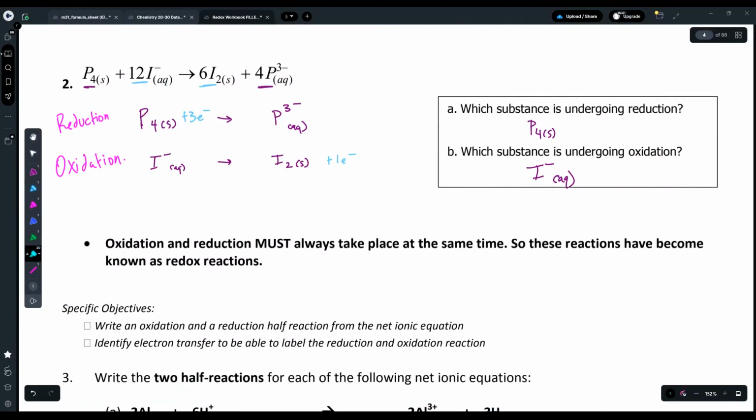Okay, so super important, and I've mentioned this before, oxidation and reduction must always take place at the same time. So these reactions have become known as redox reactions. What's happening in redox reactions is with oxidation, electrons are being lost. Now in the reduction part of a redox reaction, those same electrons that are being lost in oxidation are being gained by a different substance that's undergoing reduction.